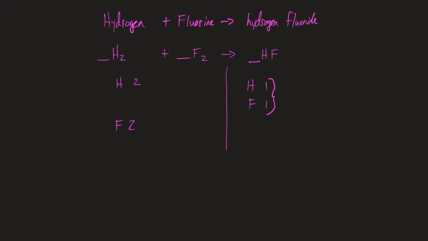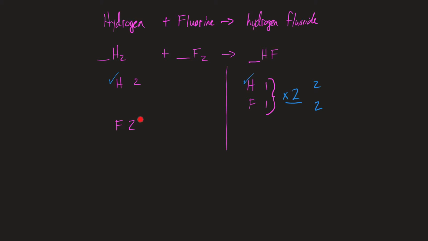So I'm going to start at the top with hydrogen and compare what I have on the left side to what I have on the right side. Sorry, I don't know my left from my right today. I have 2 hydrogen on the left and 1 hydrogen on the right. And so if I make this a coefficient of 2 in front of the HF, then I've got 2 hydrogen and 2 fluorine. Well, I just balanced the hydrogen, so I'm going to put a little check mark by that.